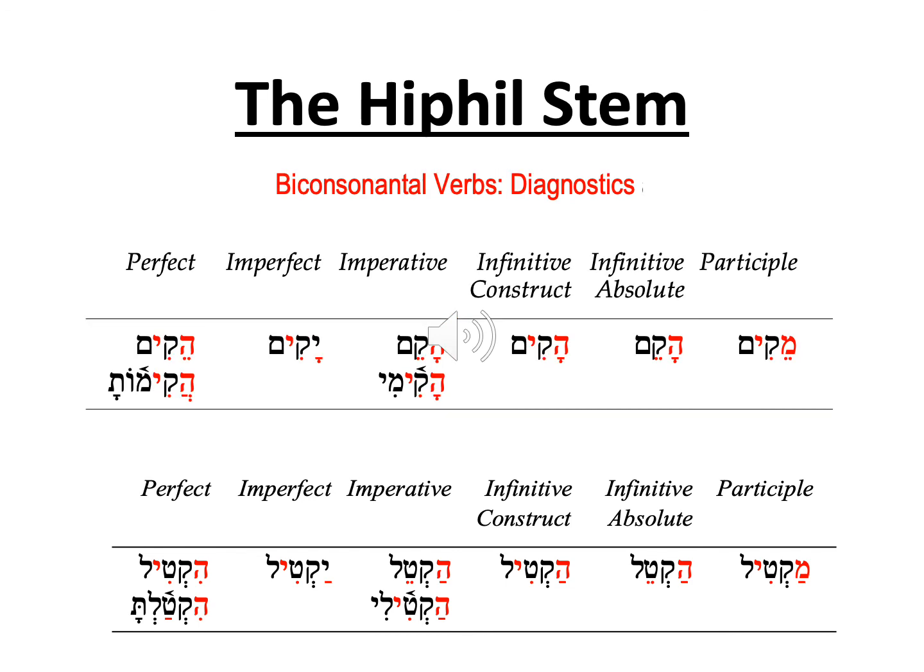Biconsonantal stems can somewhat be a pain, except for the fact that they will take the hireq yod, or a tsere, in all forms. As you can see in the imperfect, the imperative, the infinitive construct, and infinitive absolute, instead of having a hireq or a patach, these verbs have a qamets, which makes them look like they could be Niphal, but they are not because we have the presence of the he at the beginning and the hireq yod in between the second and the third vowel.